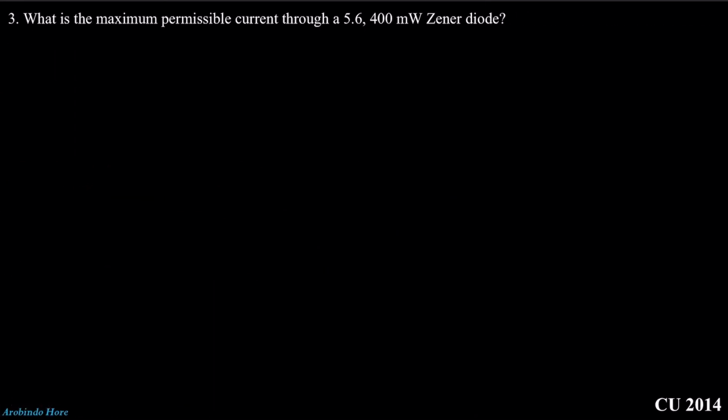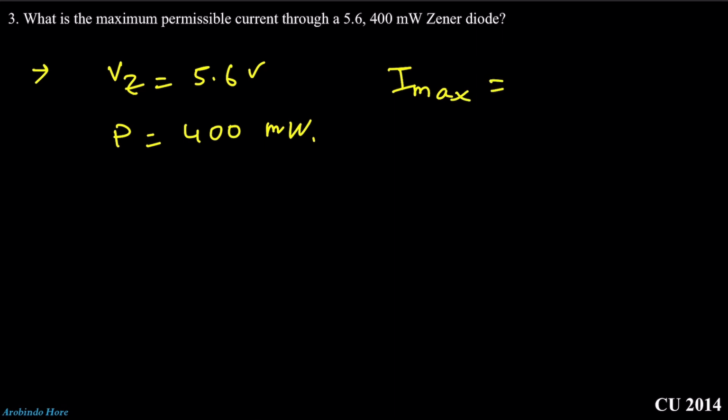Very simple problem. What is the maximum permissible current through a 5.6 volt, 400 milliwatt Zener diode? I already did this in the last problem. Vz is 5.6 volt, P is 400 milliwatt. So what will be the Imax? Imax will be equal to 400 milliwatt divided by 5.6 volt, which equals 71.42 milliampere. Now go to the next problem.